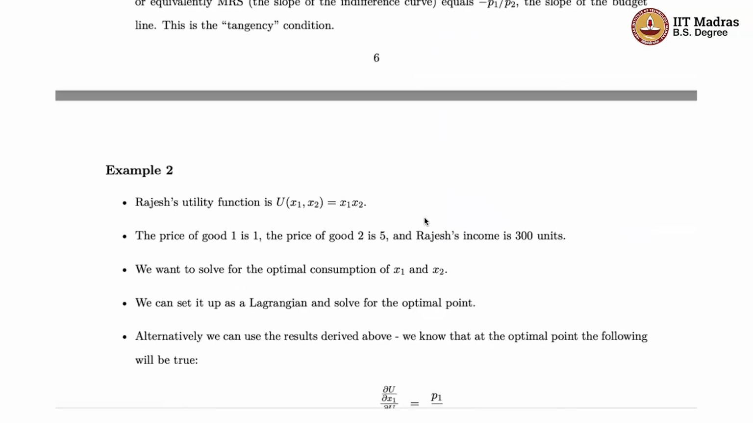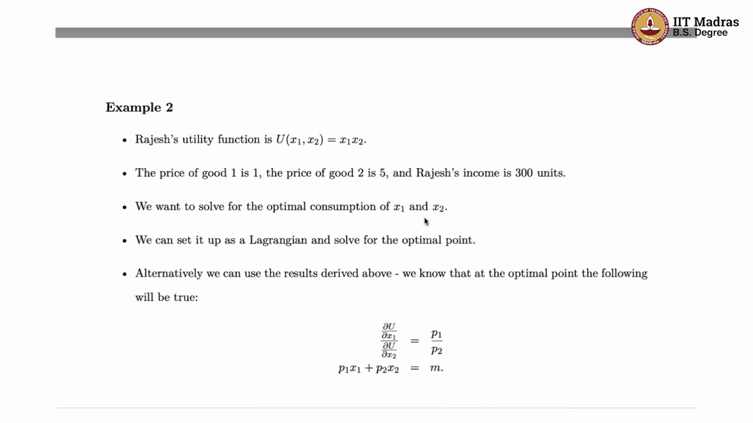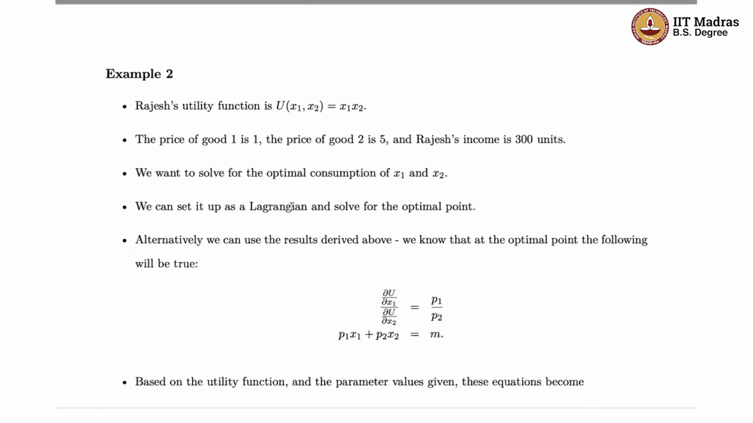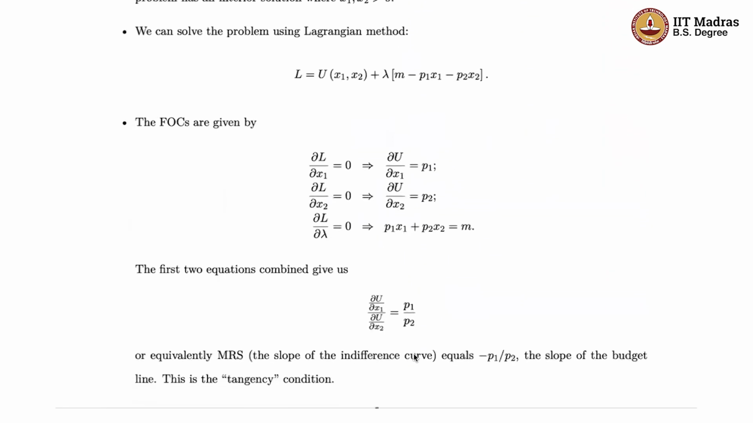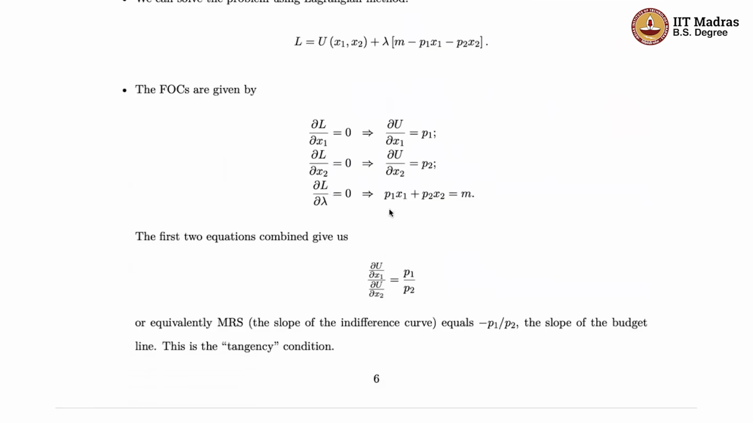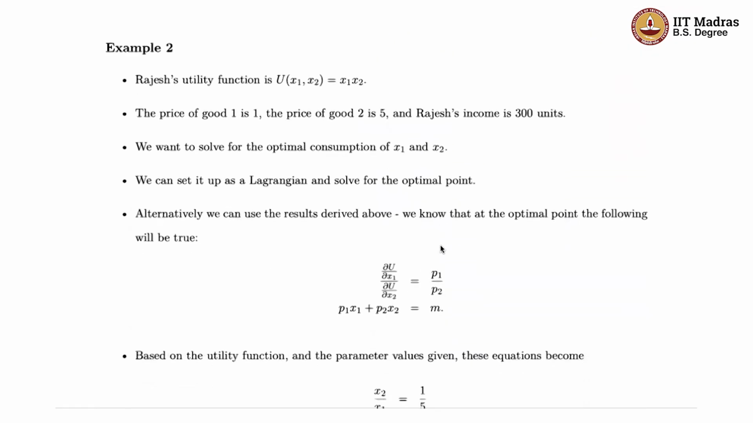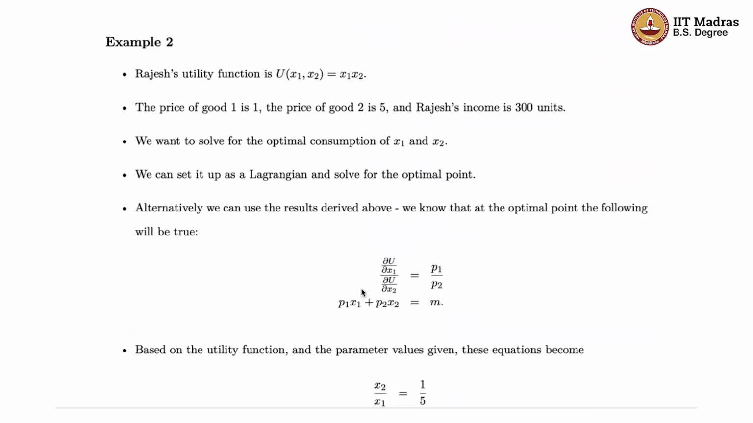Okay, so let's look at a couple of examples just to fix our ideas. Suppose that you have got Rajesh, whose utility function is, as we had discussed before, imagine price of good 1 is 1, price of good 2 is 5, and his income is 300 units, right? We want to solve for the optimal consumption bundle, which is going to be X1 and X2. One way to do it is that, again, you set it up as a Lagrangian and solve for the optimal point. But you can also use the results that we have. We know that this is what characterizes the first order conditions. So this equation and this equation, and we can directly go there as well, right? So these are the two equations that we had before.